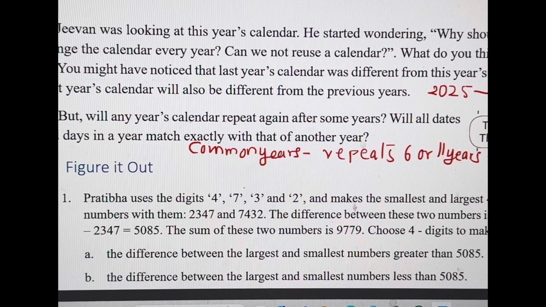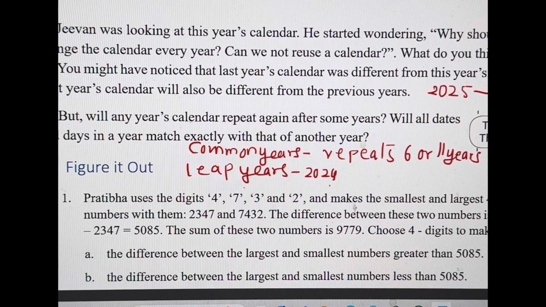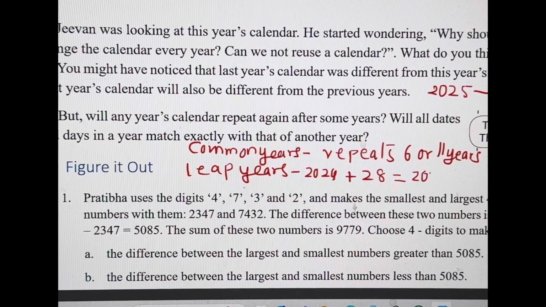You can check that. Now, if we talk about the leap year, you know what a leap year is? Like last year, 2024, was a leap year. It should be divisible by 4. Leap years are repeated after 28 years. So 2024, if we add 28 to it, we get 2052. So this 2024 will be repeated in the year 2052.